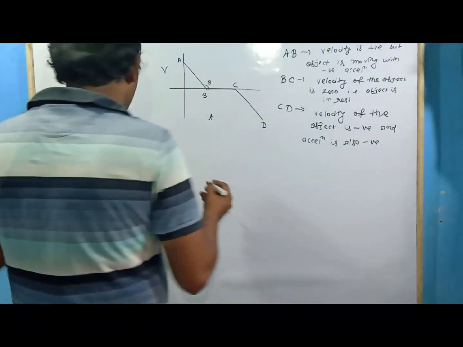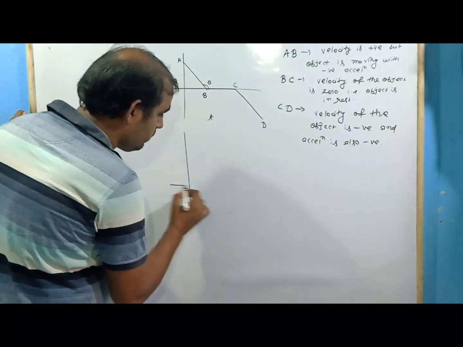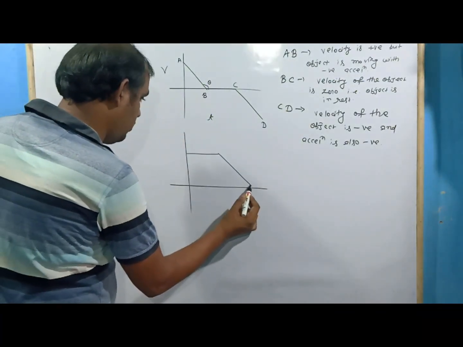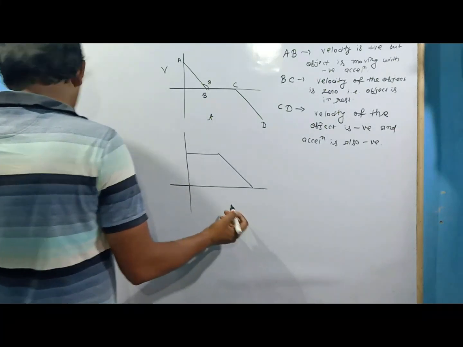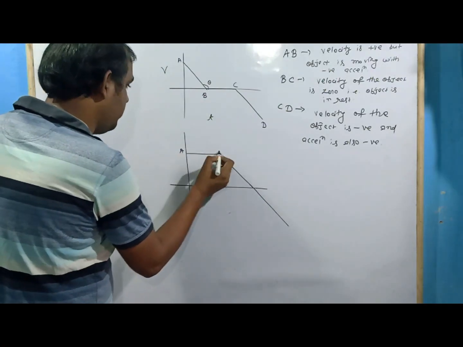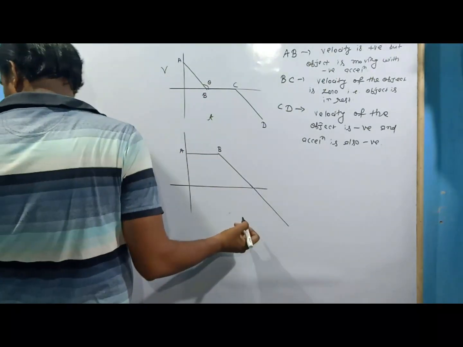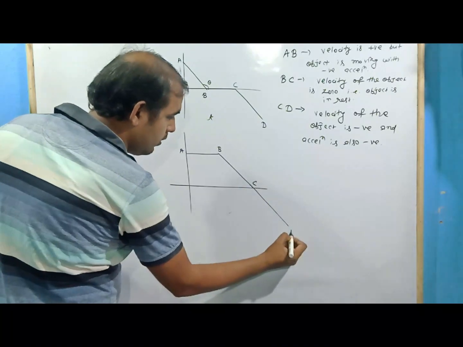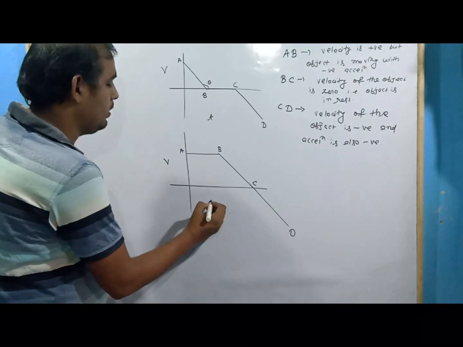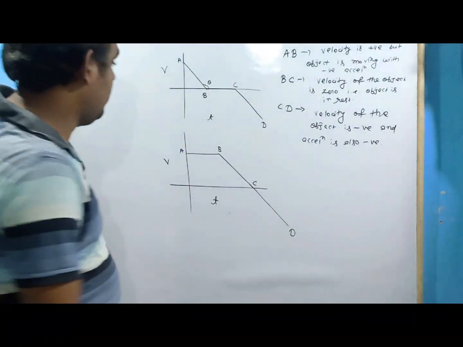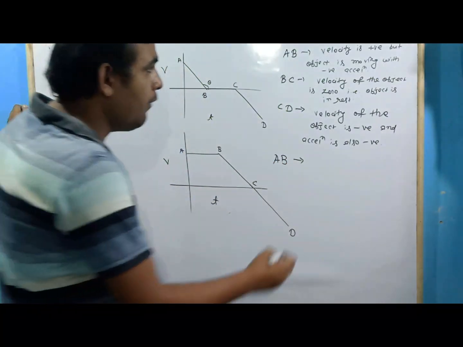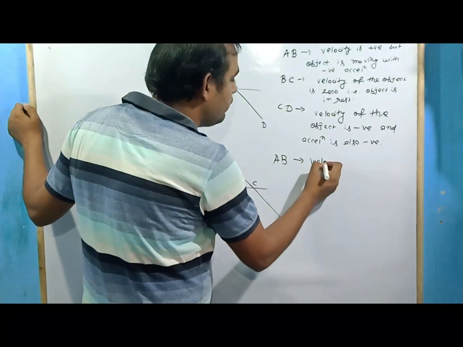Now let's see another graph. In this graph, this is the graph that is from A to B, B to C, and then D. Okay, this is a velocity time graph. Now I have to describe the motion of the object from A to B. What is happening from A to B? I can write velocity positive over here.